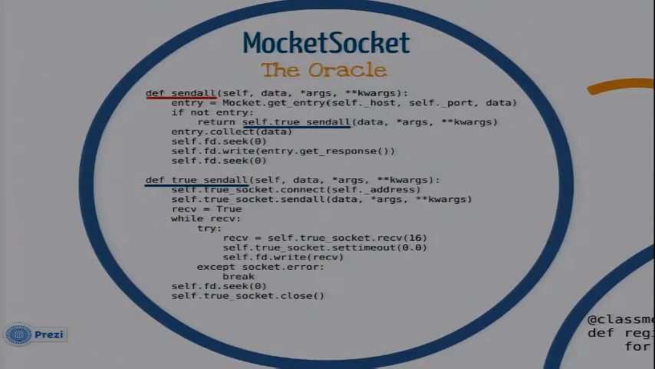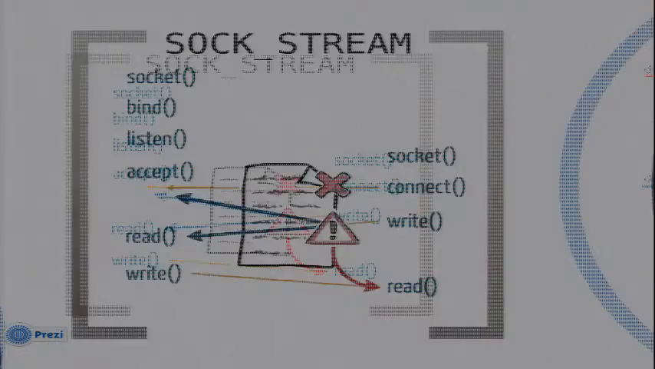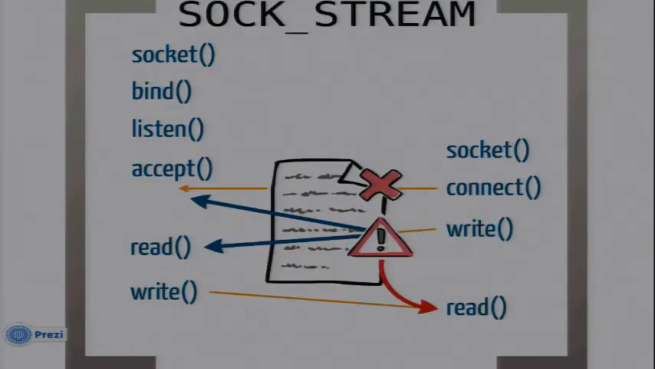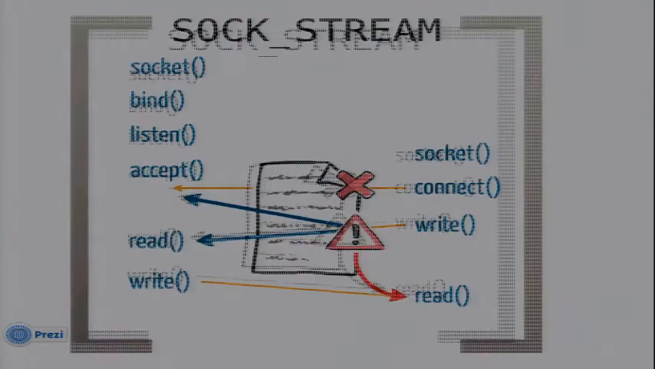When you use the true sendall, we restart the protocol. So we restart with the true socket connect, the true socket sendall, the true socket receive, and the true socket close. So you can bypass the protocol, writing directly and reading with the client, or you can choose to restart the connection and send the real call.